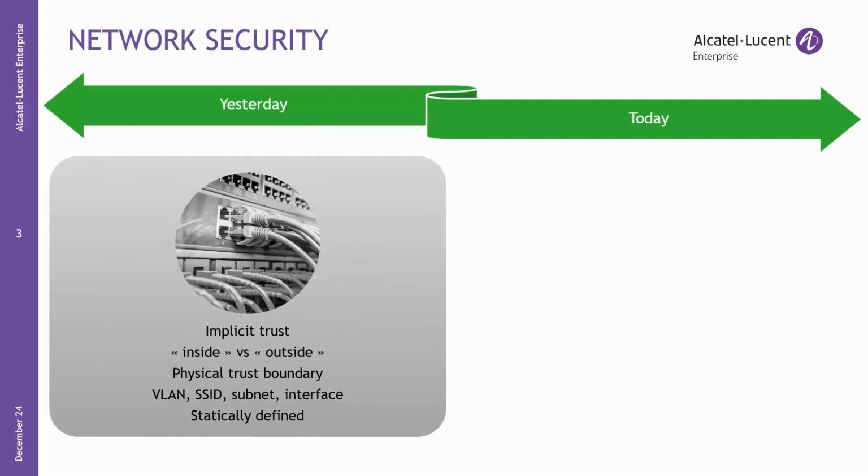This trust boundary is both physical, as in what side of the wall you're in, and implicit, because as long as you're on the right side of the wall, no further checks are made. In this approach, we may have some basic segmentation in the form of VLANs, SSIDs, subnets, or interfaces tied to a firewall, but this segmentation is static and has more to do with network scalability and manageability than with security. This approach is obsolete for various reasons.